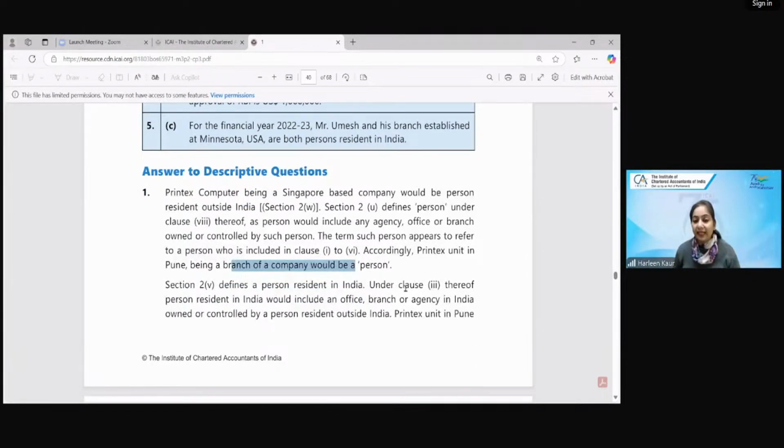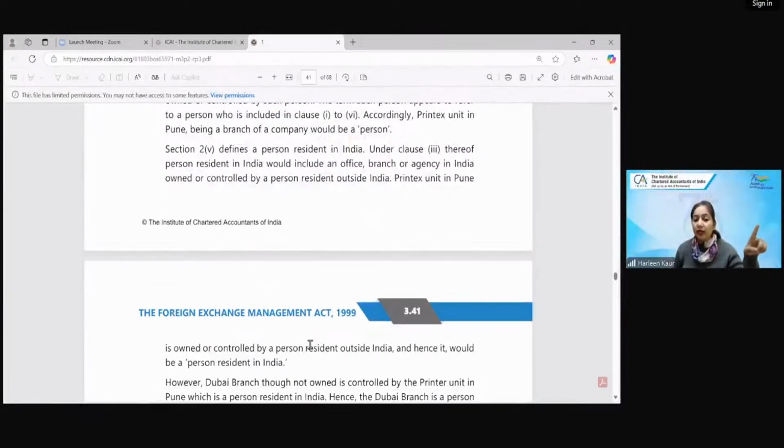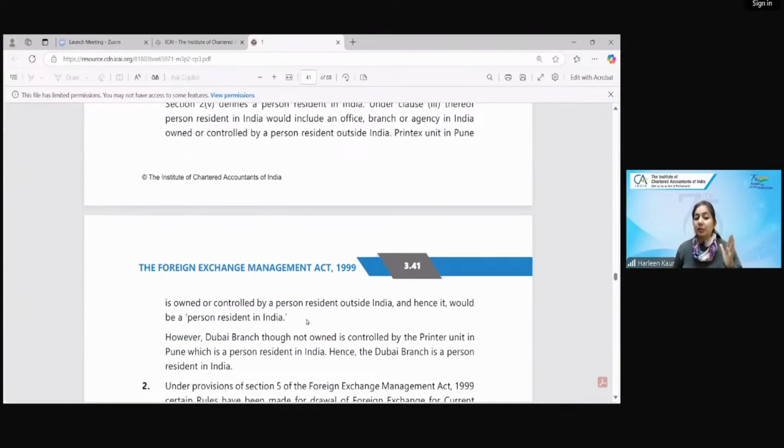A person resident in India under this clause will be an office, branch, agency owned or controlled by a person resident outside India. Therefore, the Pune unit will be considered as the person resident, has been controlled by a person resident outside India. Hence, it would be a person resident in India, although it is being controlled by a Singapore branch. But since the office has been set up in India, it will be considered as a person resident in India. Dubai branch is controlled by the printer unit, which is a person. Therefore, Dubai branch is also a person resident in India. Both are PRI. Are you clear?